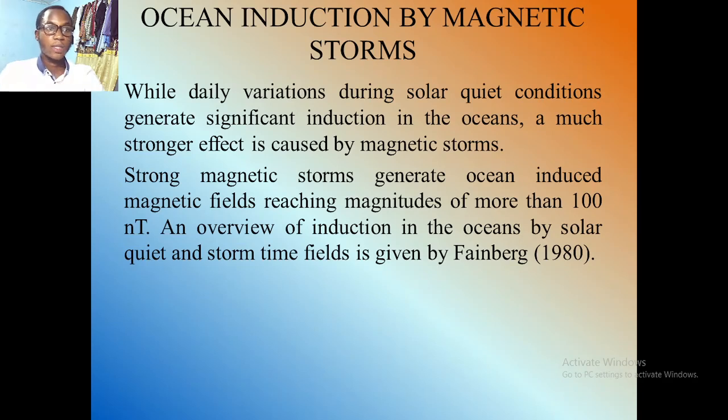Ocean induction by magnetic storms. While daily variations during solar quiet conditions generate significant induction in the ocean, a much stronger effect is caused by magnetic storms. Strong magnetic storms generate ocean-induced magnetic fields reaching magnitudes of more than 100 nanotesla. An overview of induction in the oceans by solar quiet and storm time fields is given by Feinberg.